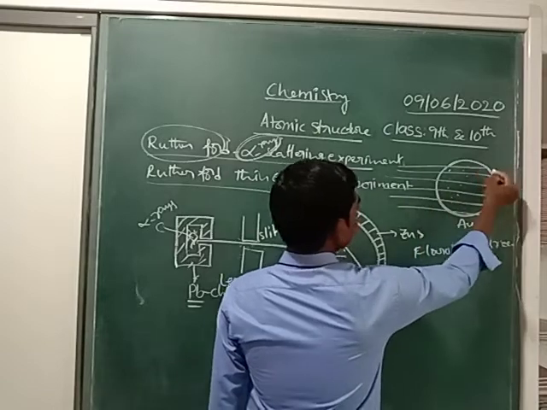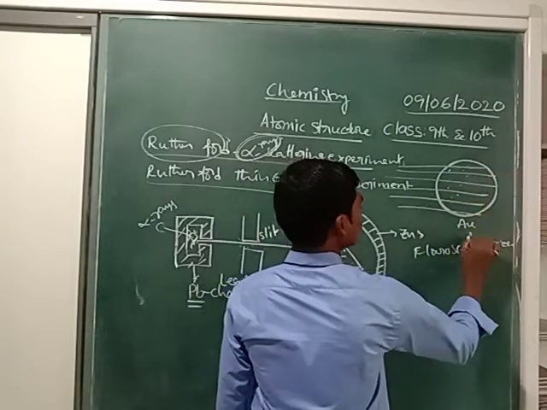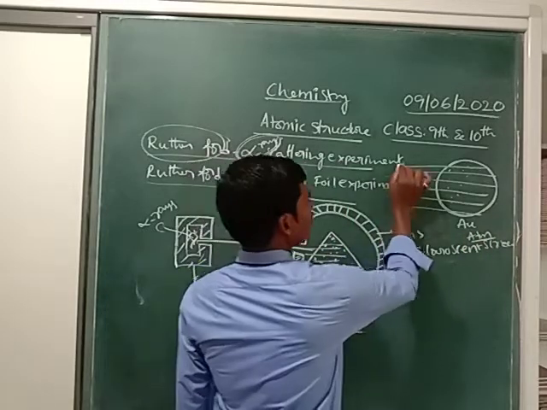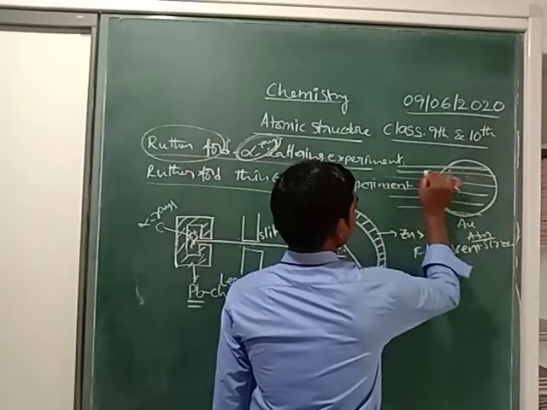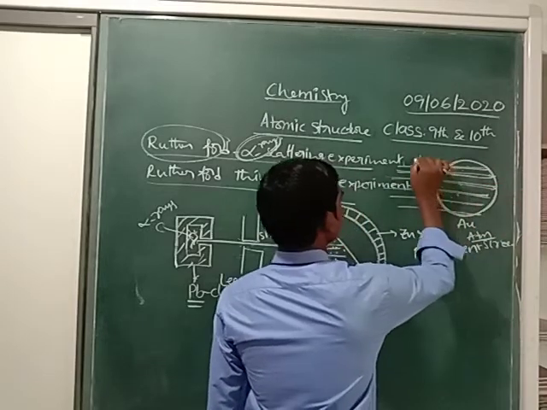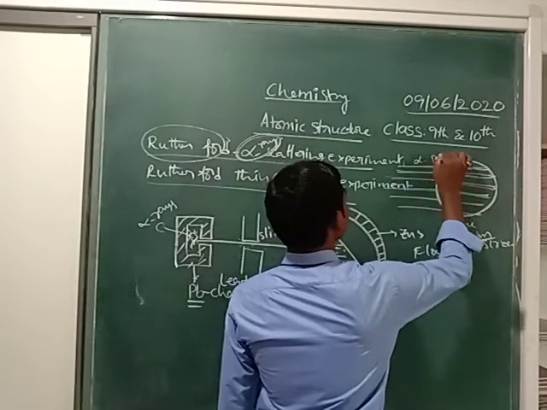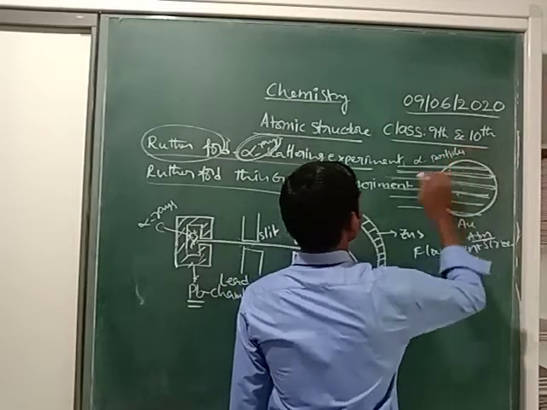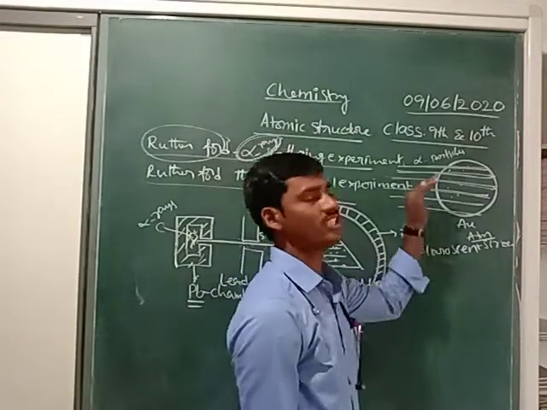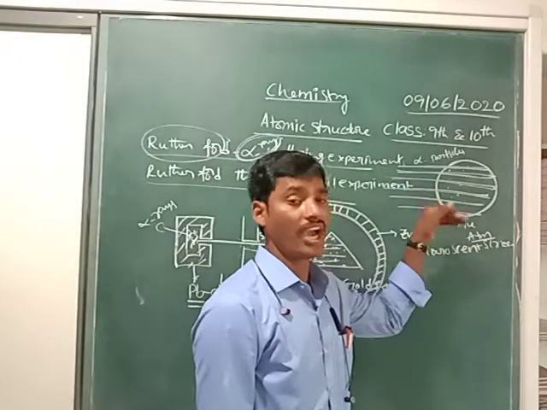See children, when we are sending the alpha particles through the thin gold foil, most of the alpha particles will travel in a straight line. Most of the alpha particles can travel in a straight line. What do we have to conclude here, children?